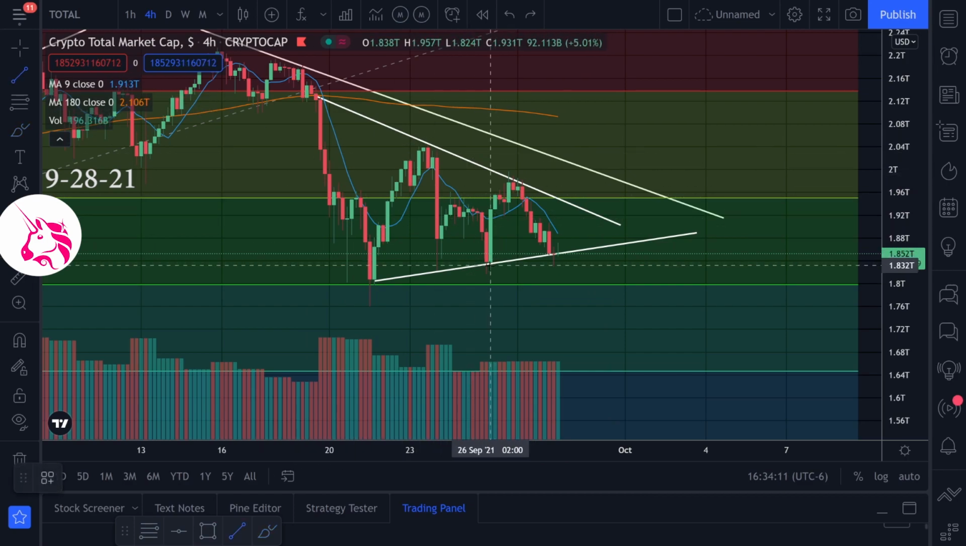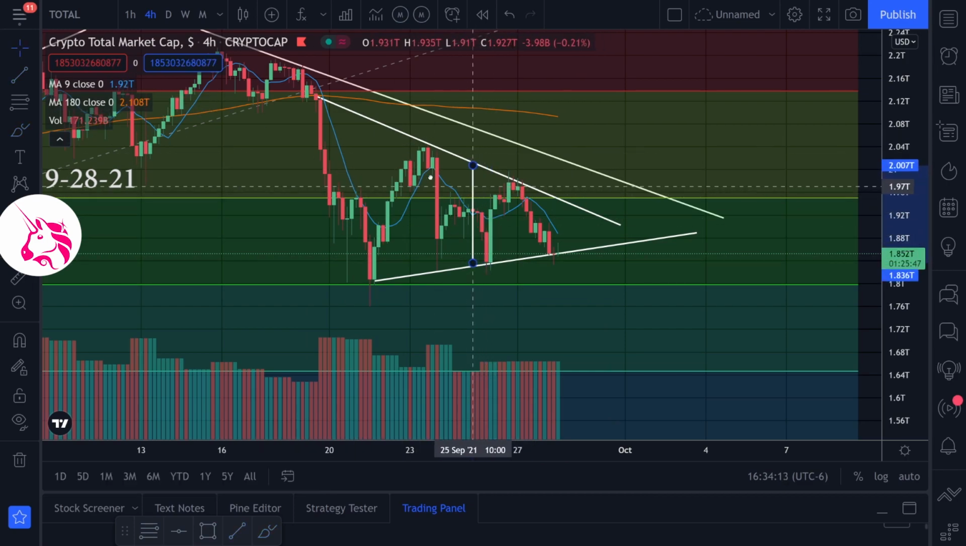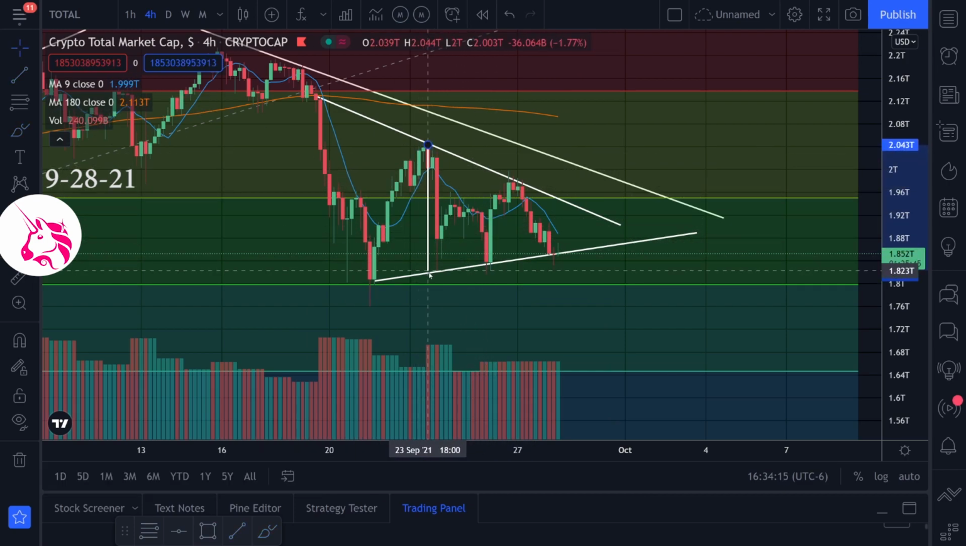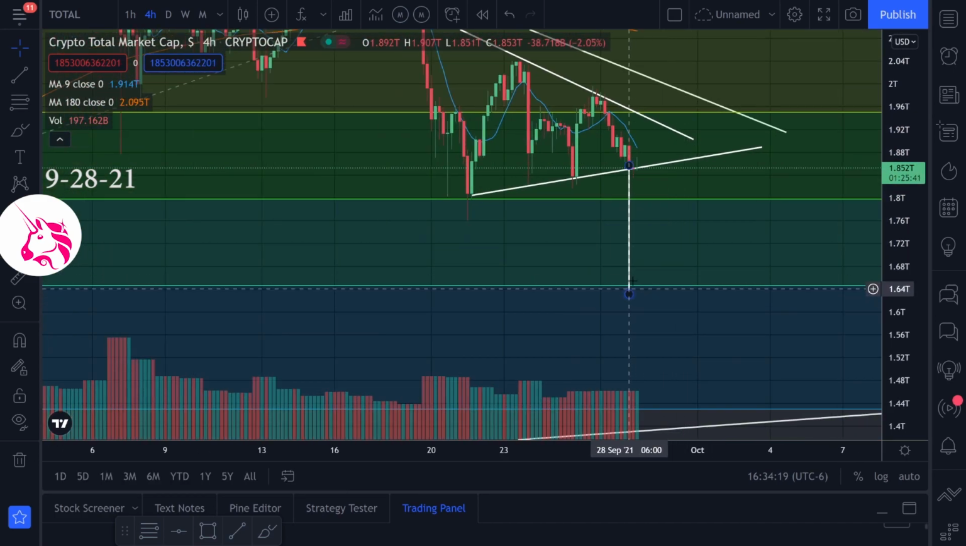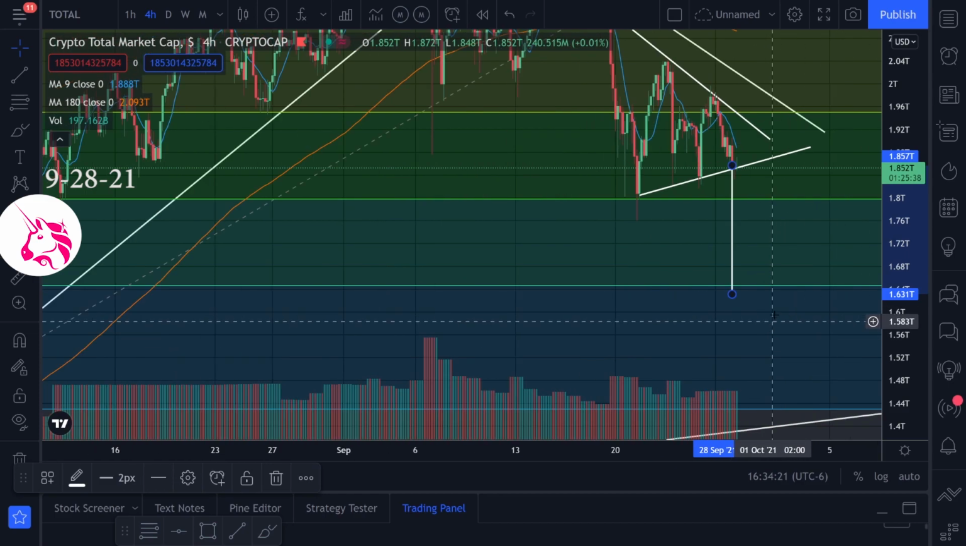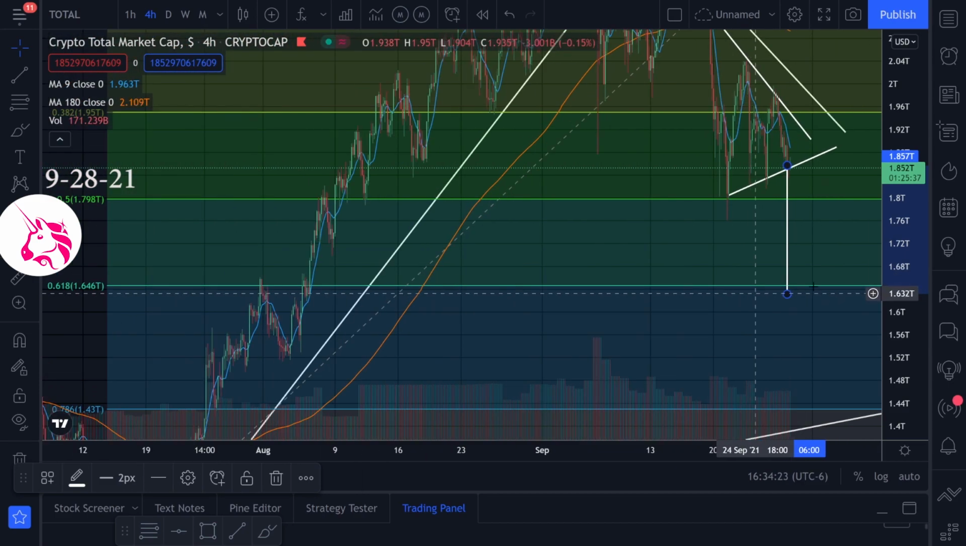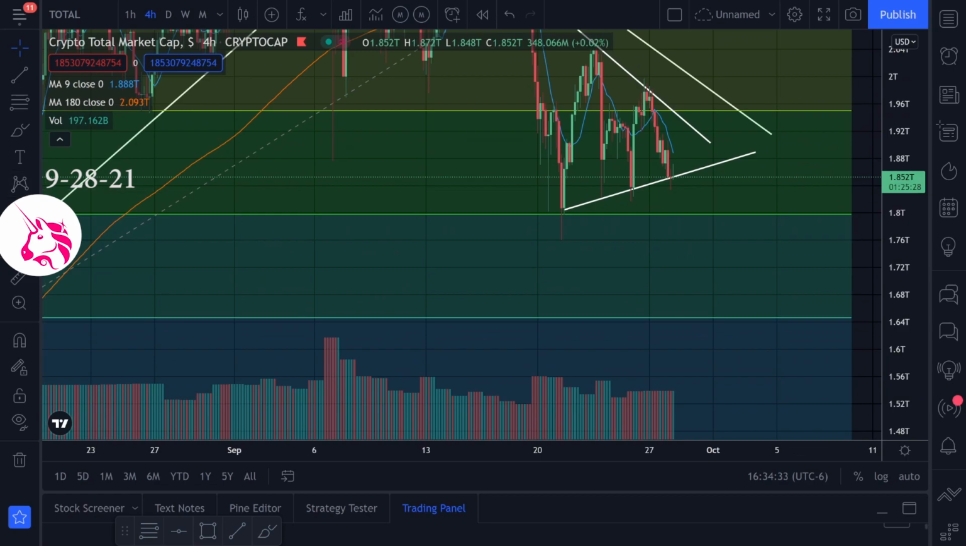If we drag from the top to the bottom of this triangle, maybe being conservative about it, you can maybe even drag from the top to the bottom over here, drag that to the breakout, and we're looking at a target of around 1.63 trillion, which is the 61 Fibonacci level, somewhere around there. I would probably keep my eye on this 50% level as well.